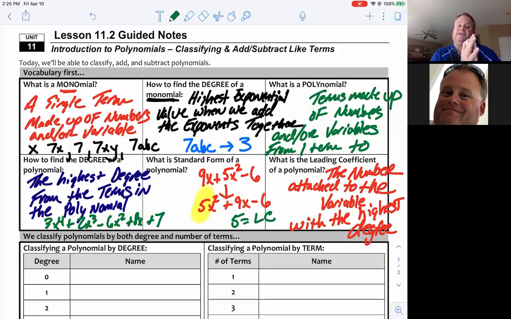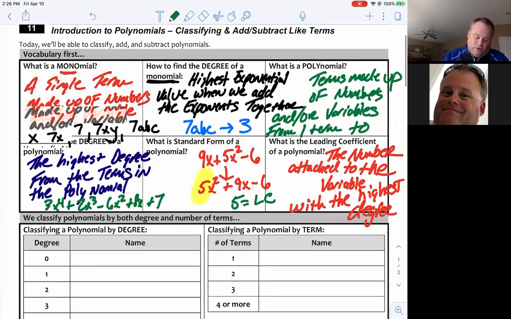Remember, coefficient is the number attached to a variable. In this case, the leading coefficient is the number attached to the variable with the highest power. So it's simply the 5. If you write me 5x squared, it is wrong because I'm not looking for the entire term. I'm looking for the leading coefficient. Coefficient means number attached to a variable. All right, so let's get some more of this.